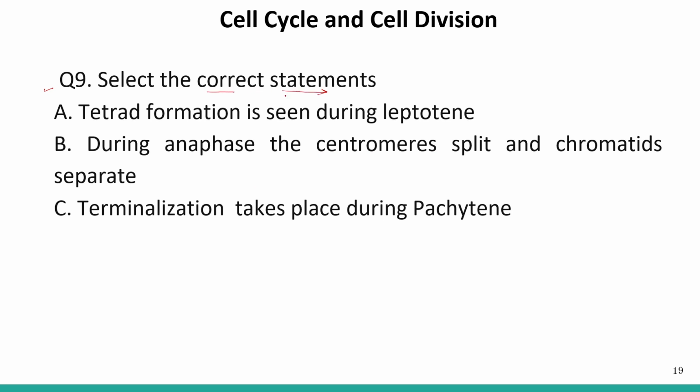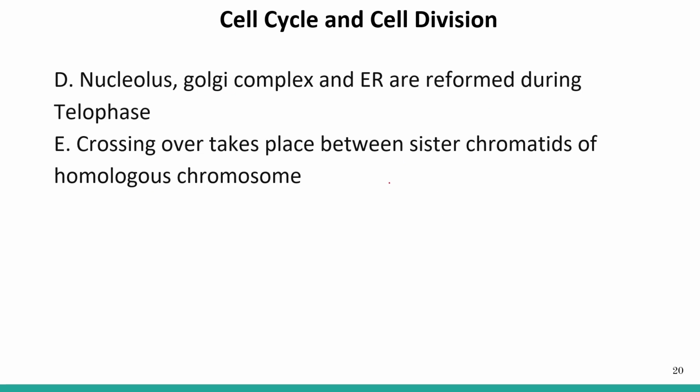First is tetrad formation is seen during leptotene, they are saying. Second is during anaphase, the centromere splits and the chromatid separate. Third is terminalization takes place during pachytene. Fourth option is nucleolus, Golgi complex and ER are reformed during telophase. Fifth option is crossing over takes place between sister chromatid of the homologous chromosome.